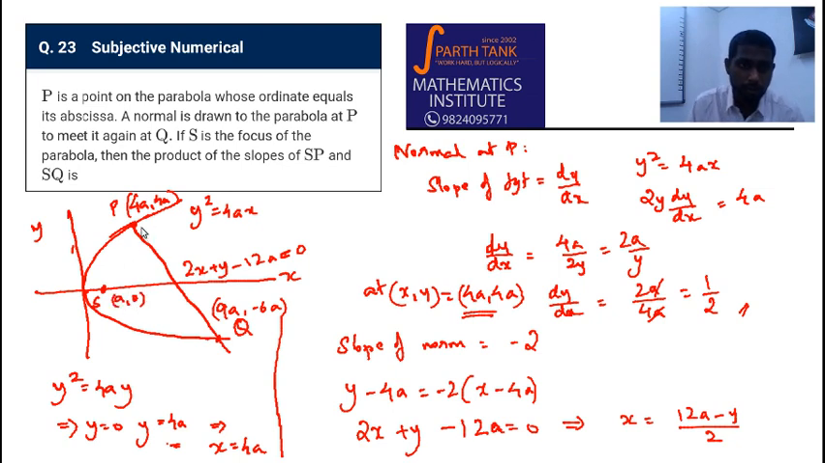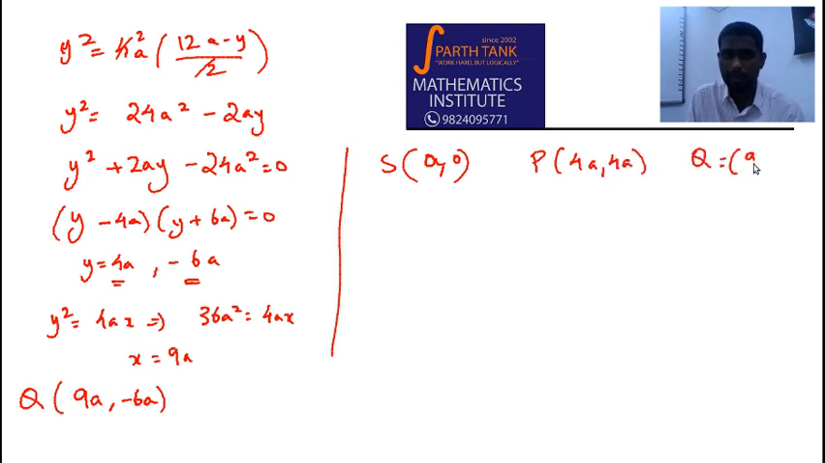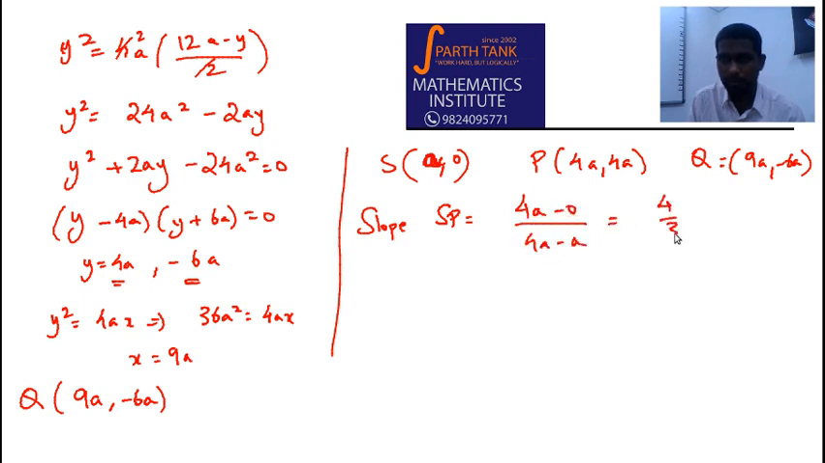So S is somewhere here and the focus is (a, 0) we know. Now the product of the slopes of SP and SQ is what? Okay. Now SP, S we know is (a, 0). P is (4a, 4a). Q is (9a, minus 6a). So the slope of SP: this is (a, 0). Remember, (a, 0). So 4a minus 0 by 4a minus a, which is 4 by 3.